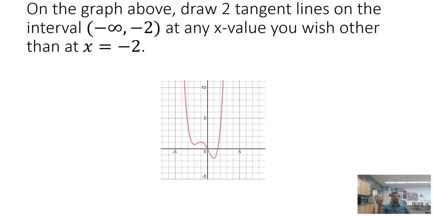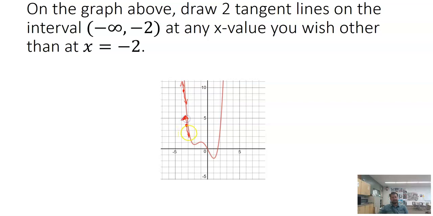Okay, so to start off, we've got this graph right here. This is just some polynomial function. I don't know what it is. But on this polynomial function, I'm asking you to draw two separate tangent lines when x is less than -2. And you can draw them wherever you want, and my tangent lines are not drawn very well there.